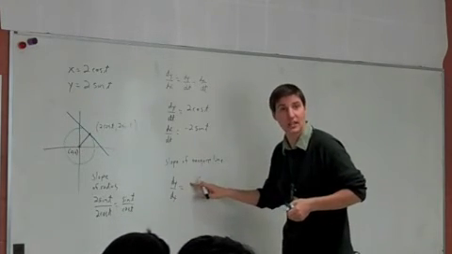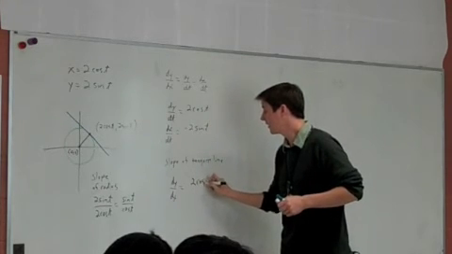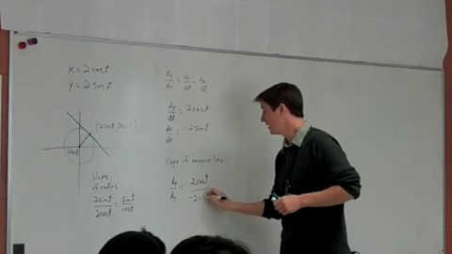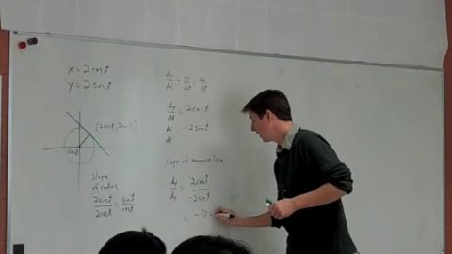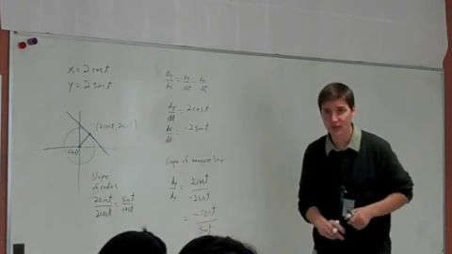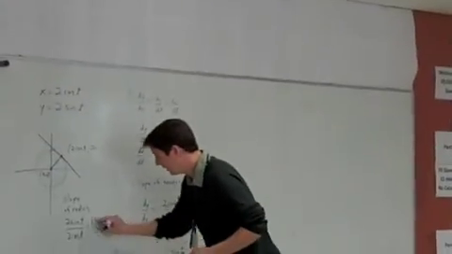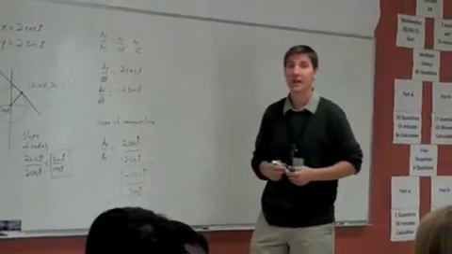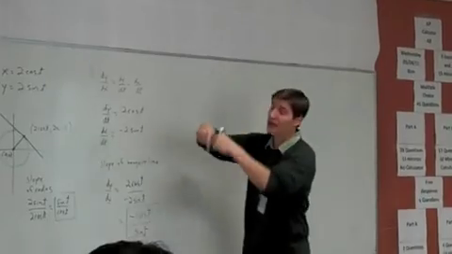dy dt over dx dt. dy dt is 2 cos t. dx dt is negative 2 sine t, which equals negative cos t over sine t. Now, what do we notice, Lauren, about the slope of the radius compared to the slope of the tangent line? It's the opposite reciprocal. They are opposite reciprocals. We're going to use that to prove that they're perpendicular.